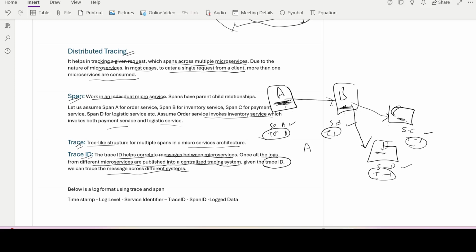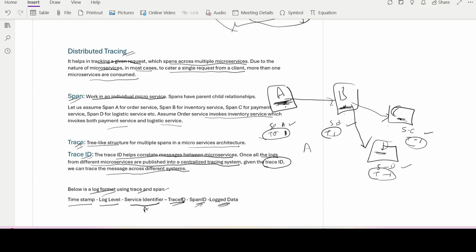Now let's see some format. We know the log format, how to format a log for, say, any Spring Boot application. Using trace and span, it looks like this. There is a timestamp, there is a log level like error or debug, then there is a service identifier, like the payment service or the logistics service. Then the trace ID, which is an auto-generated ID. Then the span ID, which is specific to that microservice, and then the data that it wants to log, maybe an exception or some data that it wants to output into the log. So this is one example of a log format.